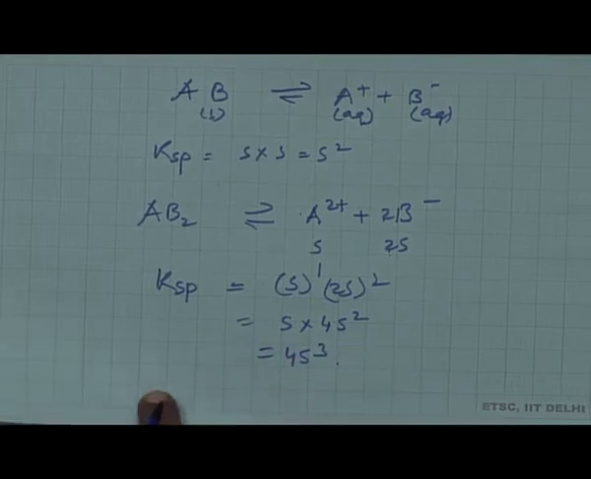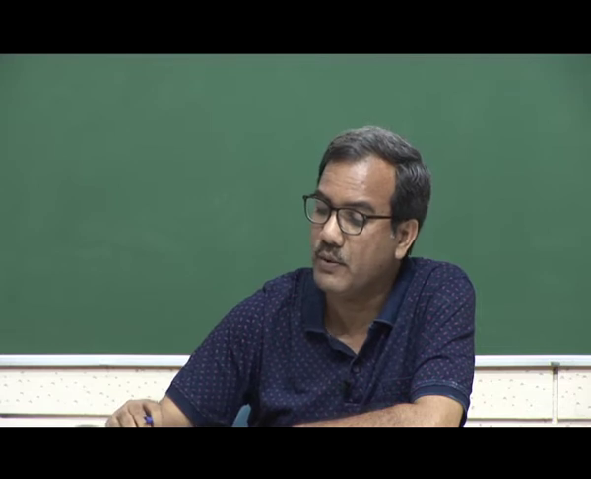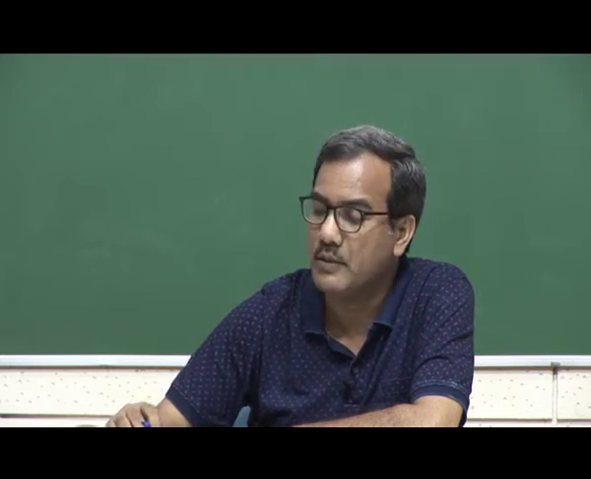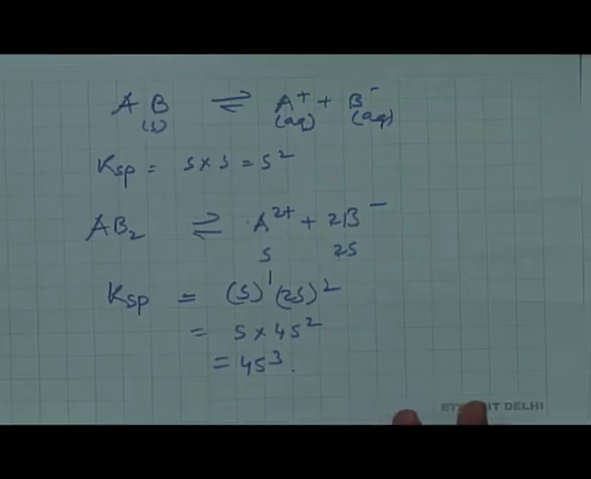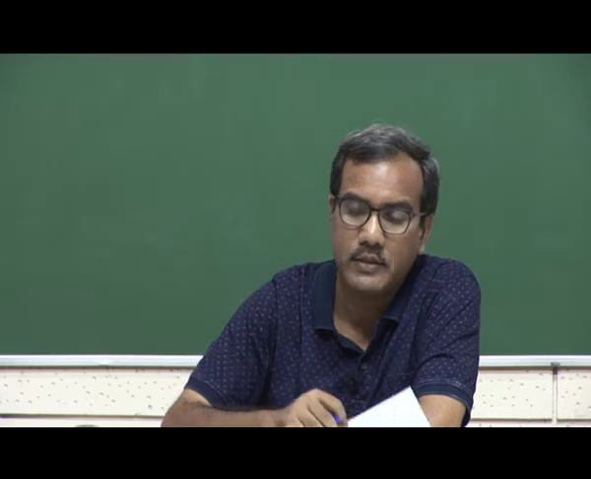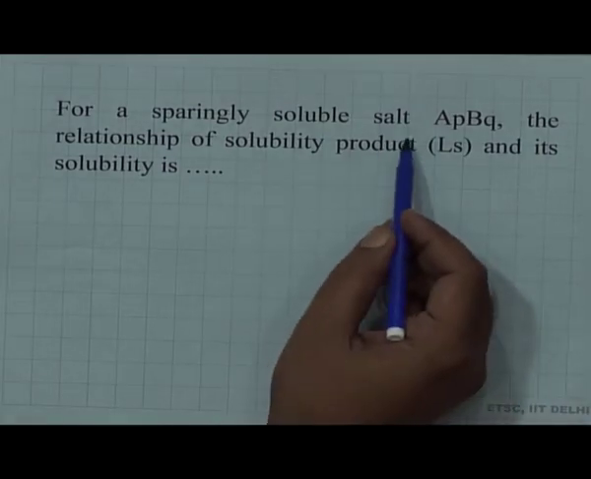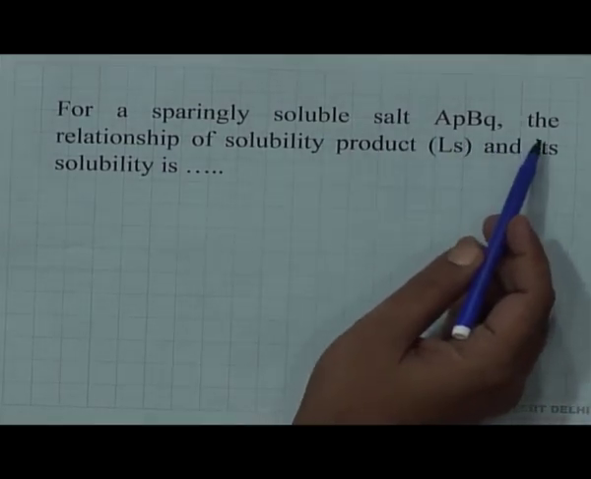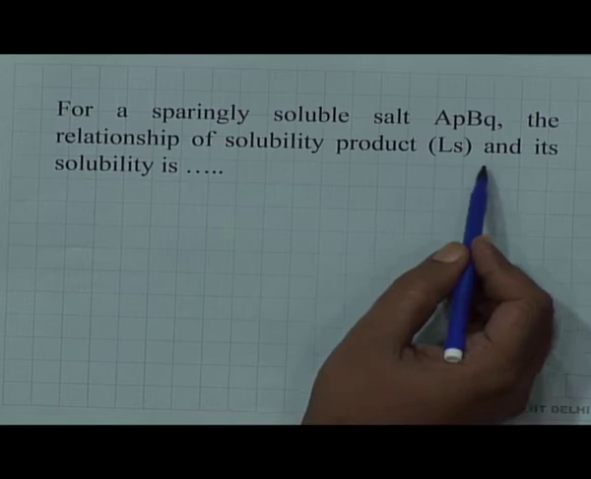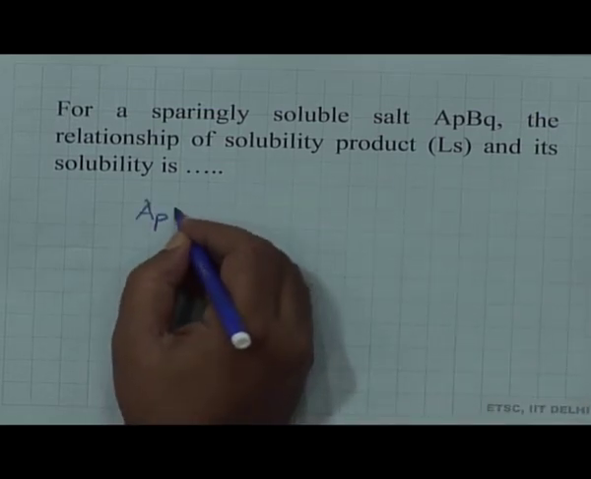So, it is quite easy to get a relationship between Ksp and solubility. If you know solubility, you can calculate solubility product, and if you know solubility product, you can calculate solubility. Now, a similar kind of question for a sparingly soluble salt ApBq: the relationship of solubility product and its solubility.